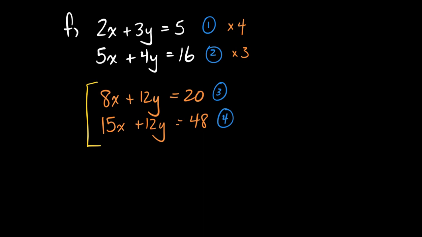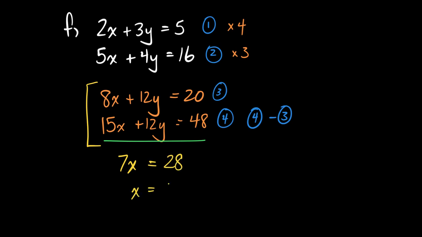I did that to make my decision to eliminate my y's, and since I like having positive coefficients, I'm going to take equation 4 and subtract equation 3. When I go through and subtract them, that's going to give me 7x equals 28. Oh, and I love getting numbers like that because now I get an integer again. Nice. Notice here's an instance where had I taken equation 3 and subtracted equation 4, I would have had negative 7x equals negative 28, and it just would have introduced negatives, and now I was able to avoid that.